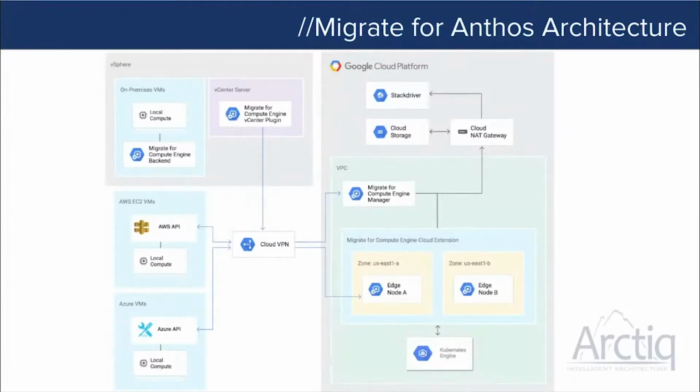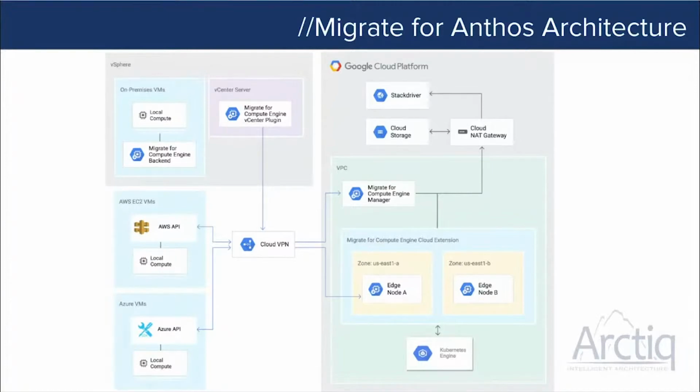So before diving into the live demo, I would like to quickly go through a high-level diagram showing the different components involved in Migrate for Anthos. Firstly, you will need some sort of IP connectivity between your source cloud platform and Google Cloud. You can either use Cloud VPN for secure communication or Cloud Interconnect.